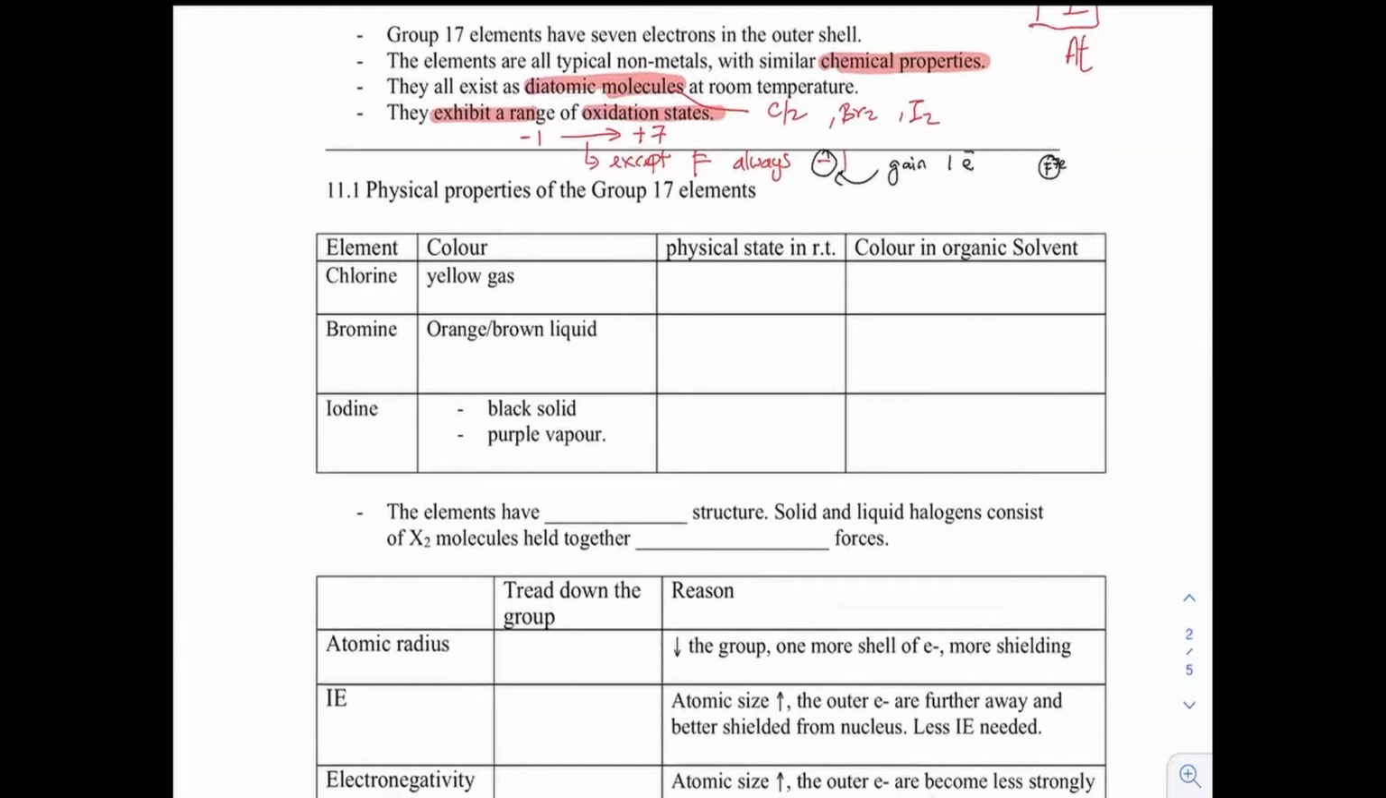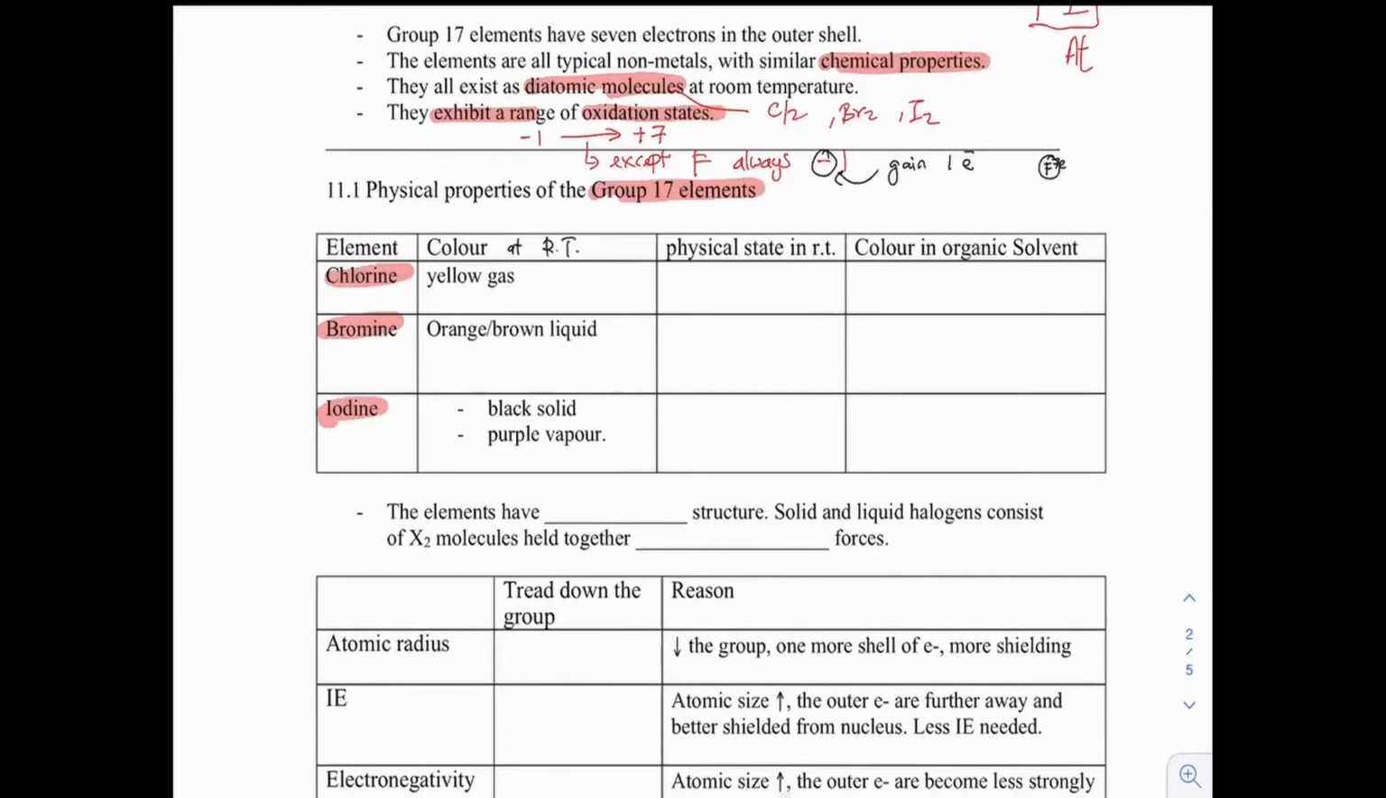Okay, now let's take a look at the physical properties of group 17 elements. In group 17, we have 3 elements that you have to memorize, which are chlorine, bromine, and iodine, like what I mentioned just now. And the color at room temperature is important.